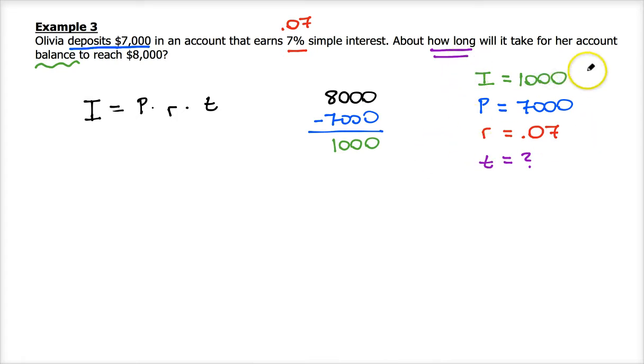Okay, so now that I've identified my three variables, I'm going to plug each of those into this formula. So it's 1,000 equals 7,000 times 0.07 times T.